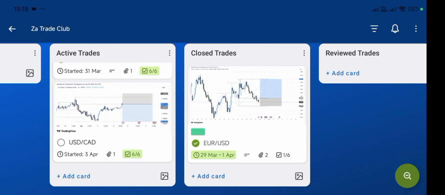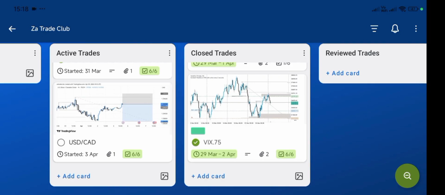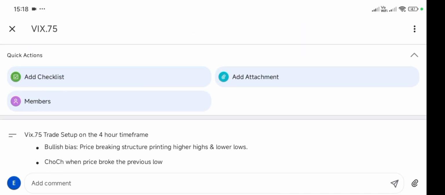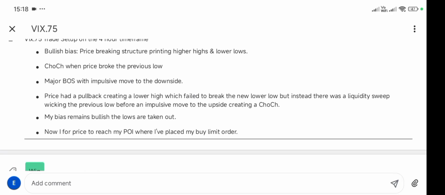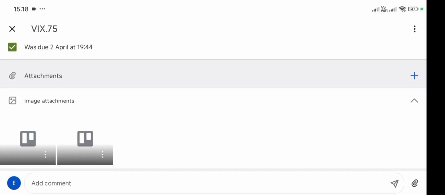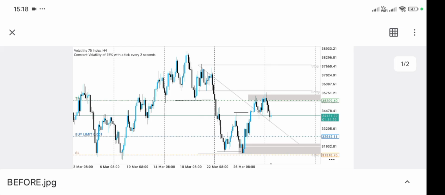So I will be moving on to the next trade, which is Fixed 75, that was active from the 29th of March to the 2nd of April. And as you can see, the trade was a winner as well. This is the before screenshot.